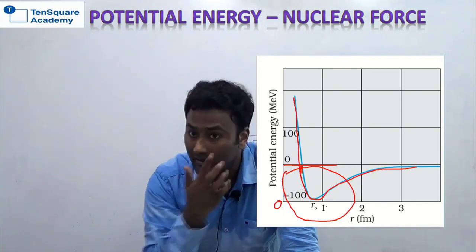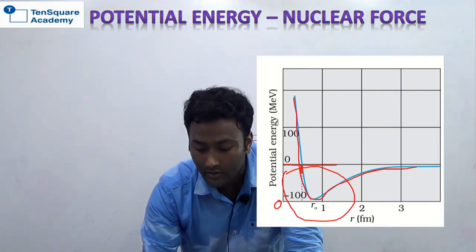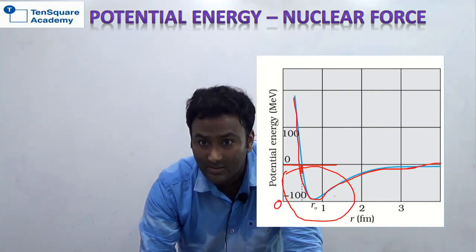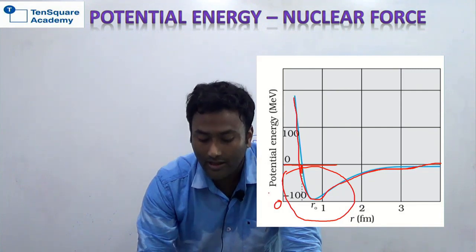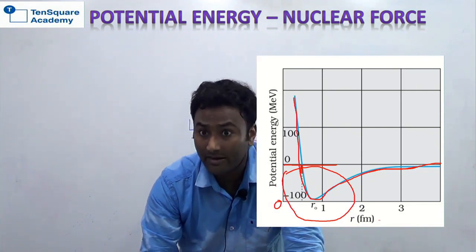So, we know that the nuclear force is a short ranged force. After that it gradually reduces to 0. So, it lasts only for a few fm values. This value denotes 10 power minus 15 meters.